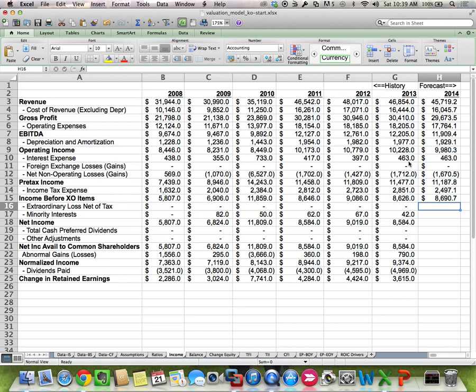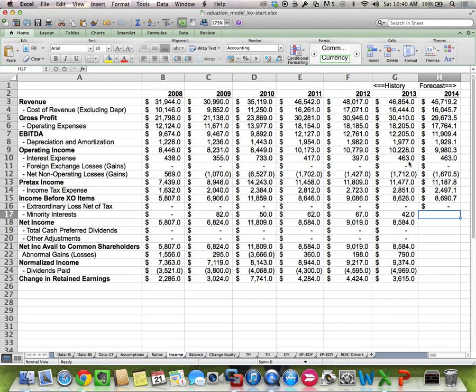Next line item, extraordinary loss, net of tax. Here's the key word, extraordinary. What does extraordinary mean? Shouldn't happen again. So should we forecast an extraordinary loss? No, zero. I'm not saying the companies don't have them, but technically if it's really extraordinary, it shouldn't happen again. So we're going to put that at zero.